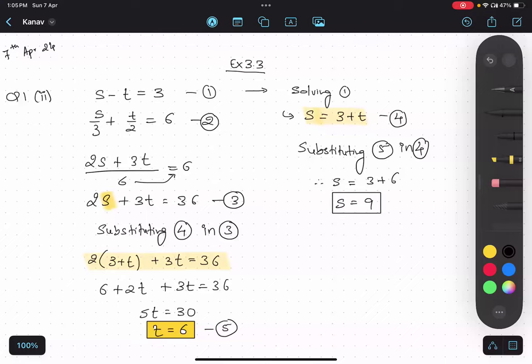So this particular answer, I hope it is clear. Yes. Any doubt? No. Okay. Any other doubt in this particular exercise?